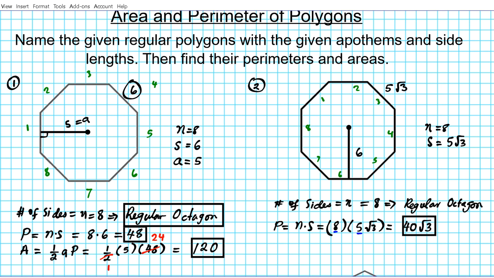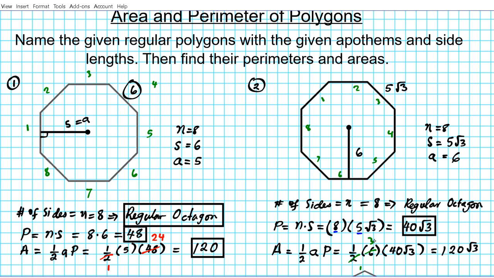All right, let's look for the area now. Area is simply half of the product of the apothem and the perimeter. The apothem here is that perpendicular distance from the center of the regular polygon to the midpoint of one of the sides, so that's 6. So our area is going to be 1/2 of the apothem, which is 6, times the perimeter, which is 40 root 3. Okay? We can simply divide: 2 goes into 6 3 times. 3 times 40 is 120 root 3.